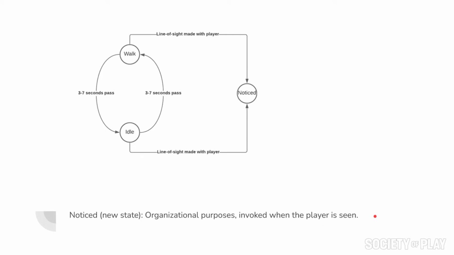So now let's add in our new state. Let's say a notice state. This is a new one we have not discussed previously, but it's just for organizational purposes. But if at any point the AI sees the player when they're in these two states, then they're going to go to the notice state.